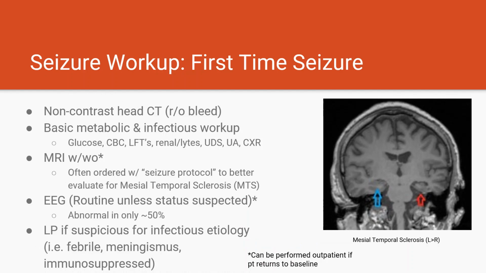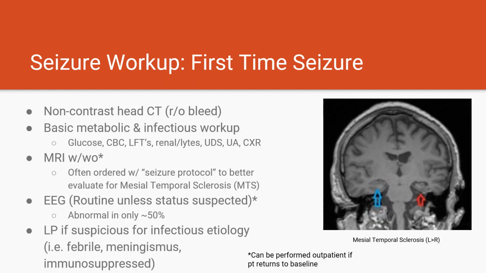Okay, but so let's move on to the workup for the first-time seizure patient. If a patient with no known seizure history comes into the ED, the first thing they need is a non-contrast head CT to rule out a bleed that would need to be addressed emergently. After this, you should obtain a basic metabolic and infectious workup, including glucose, CBC, LFTs, renal panel, UDS, UA, and a chest X-ray, just to rule out a number of provoking causes we have just discussed.